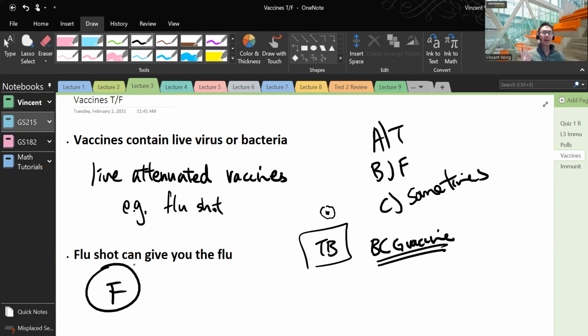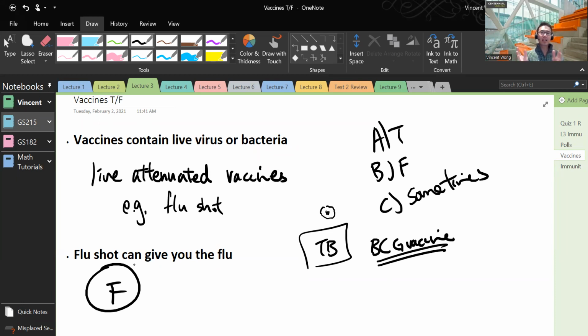Now, some people say, I got the flu shot and then I actually got the flu the next day, or I got the COVID shot and then I had COVID two or three days after. The vaccines themselves do not work immediately. As you just learned from this class, it takes time to make the antibodies. You have to select the T cells and so on and so forth. All that takes about a week or so, so the immunity is not immediate.